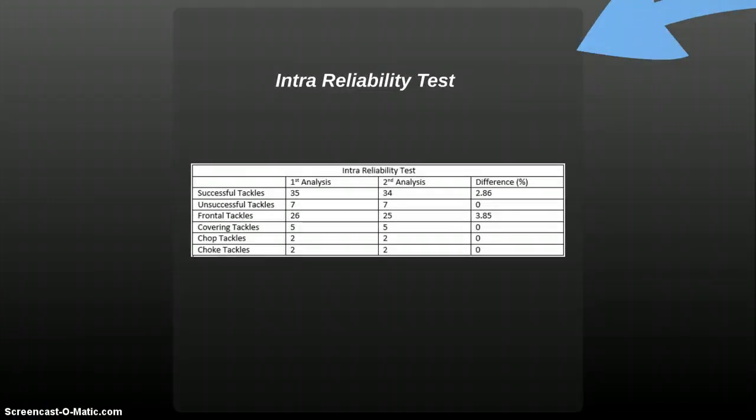The intra-reliability test. The raw data of the study has been placed into a simple table to show the differences between the 2 different observations. Intra-reliability is when the same person observes the same game on 2 separate occasions. The accuracy of the data is good as the error percentage is less than 5%. Hughes and Franks, 2008.